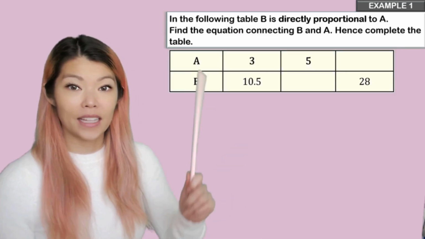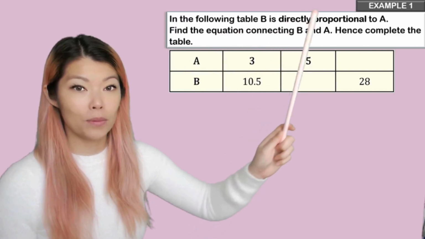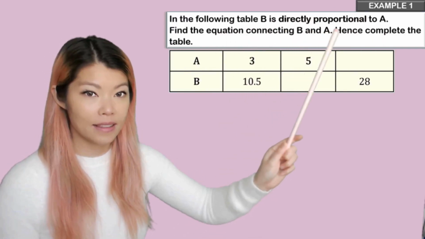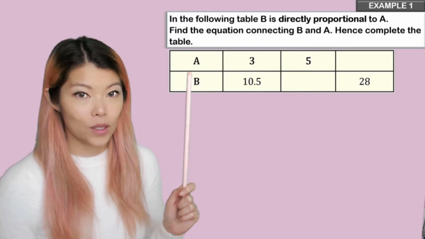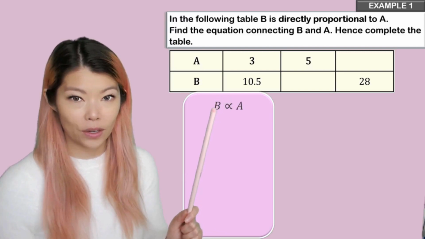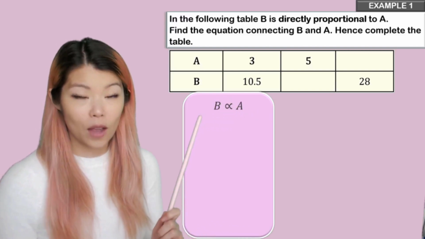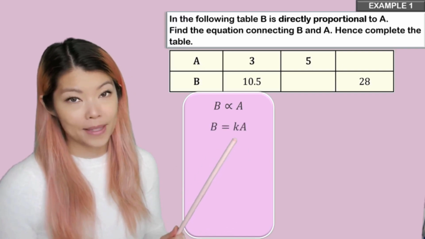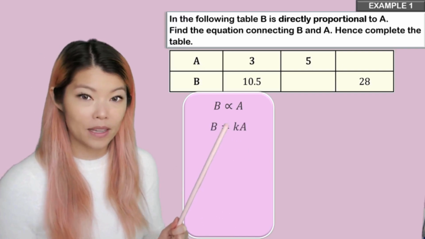Example 1. In the following table, B is directly proportional to A. Find the equation connecting B and A and hence complete the table. So B is proportional to A. How did we write that in the previous video? We wrote it with this symbol here. And what does that mean? It means B is equal to something times A. And that something is K.